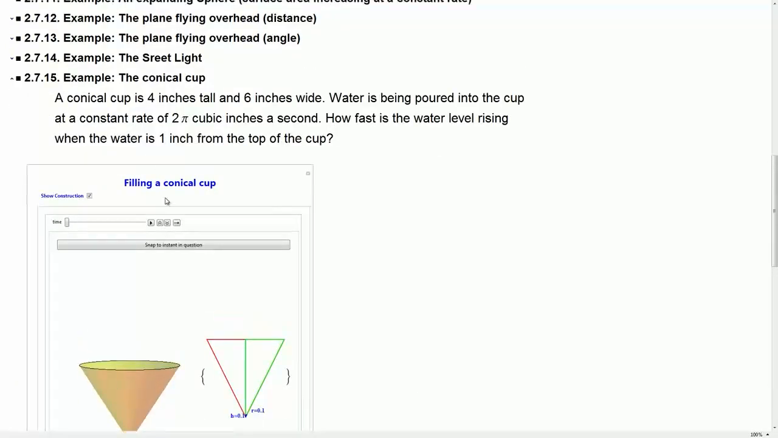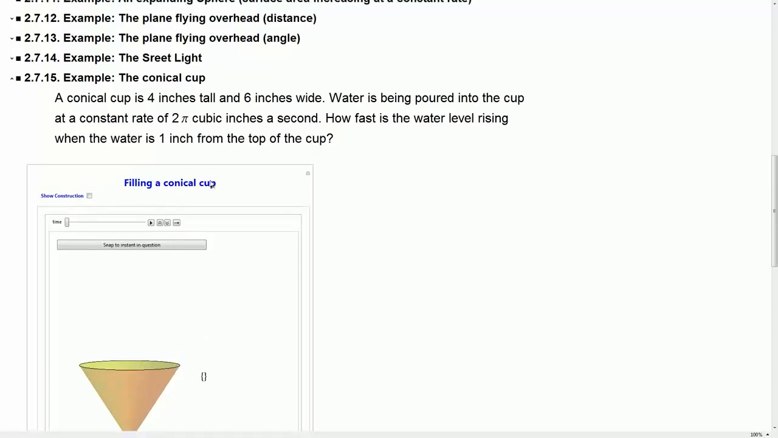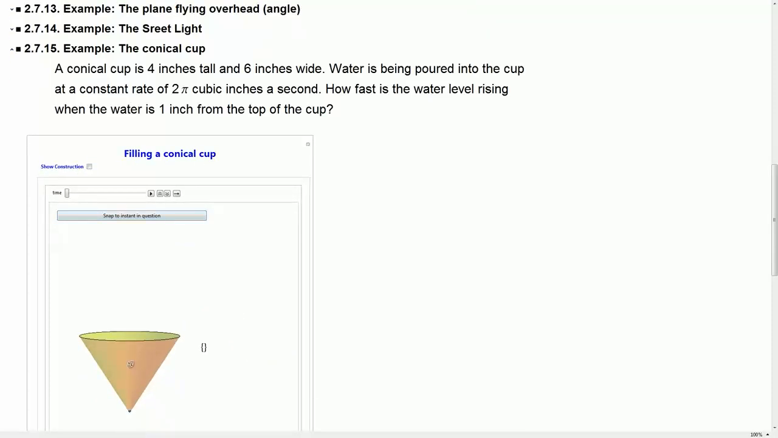Conical cup. All right, let me get back to the beginning of this thing. All right, a conical cup is 4 inches tall, 6 inches wide. Water is being poured into the cup, so imagine water is being poured into this thing at a constant rate of 2 pi cubic inches per second. How fast is the water level rising when the water is 1 inch from the top of the cup?